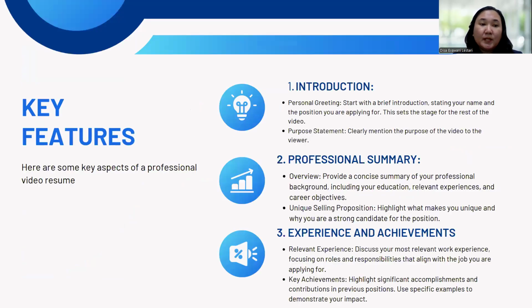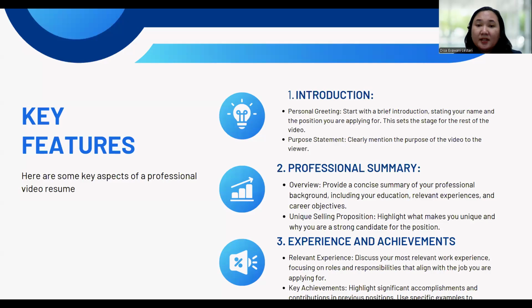So now let's go to the key features. The first one is the introduction. The introduction here starts with a personal greeting. We don't say good morning, good afternoon, or good evening because we never know when that person is going to watch our video. Instead, something as simple as saying hi or hello would be the most suitable for this purpose. You start with a brief introduction stating your name and the position you're applying for.